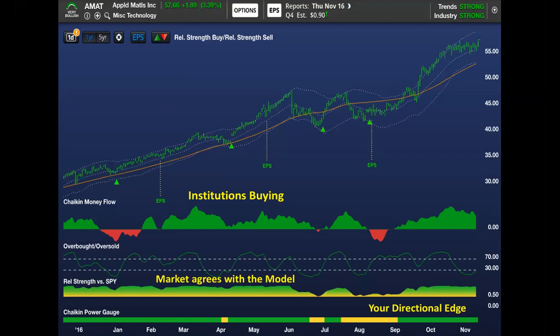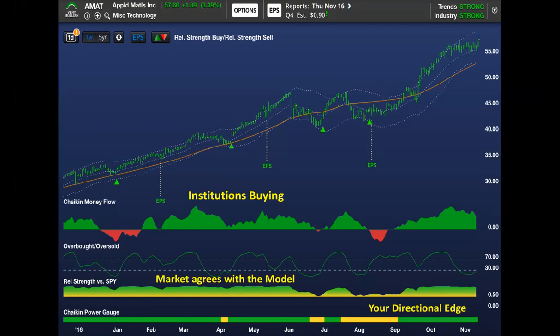This is what we call our relative strength buy signal. This is a really important signal for options traders and swing traders. Why is it important? Well, first of all, it's very simple. If a stock is outperforming the market, and we see that down here, the relative strength indicator is green, not red, dips below its 21-day average and then trades back above it, that triggers a relative strength buy signal.